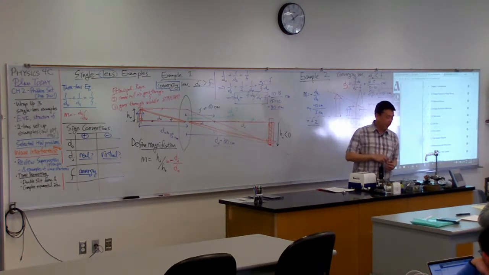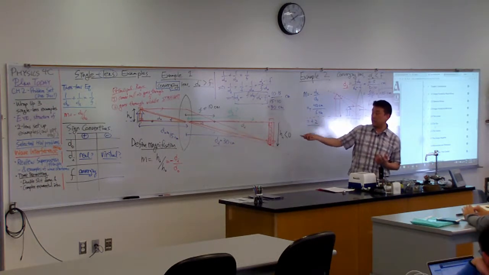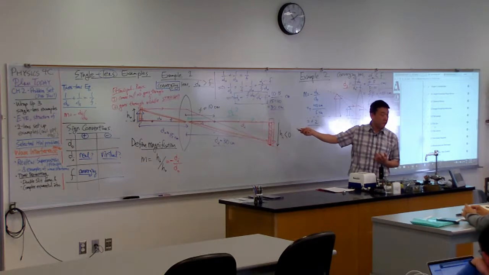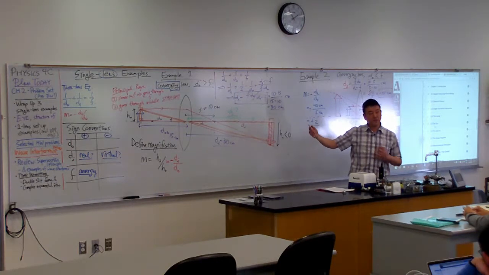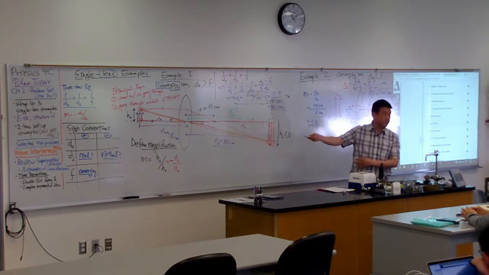So I guess this is where it matters. Here you are given the object distance and then asked to work out the image distance, right? So what if you are given it the other way? You are given the image distance and then you are asked to work out the object distance.